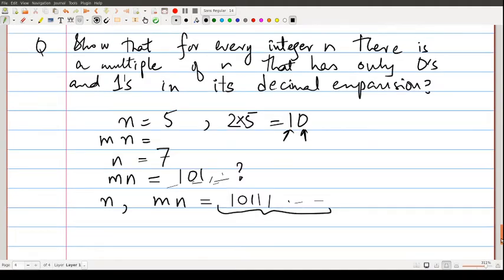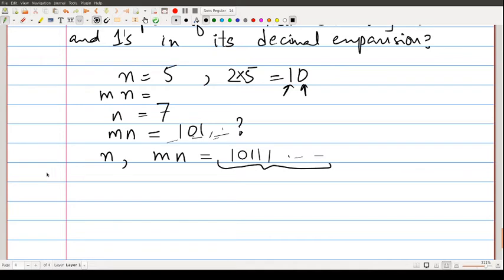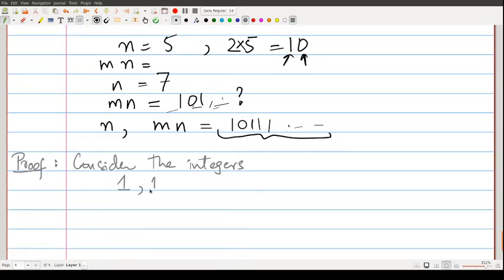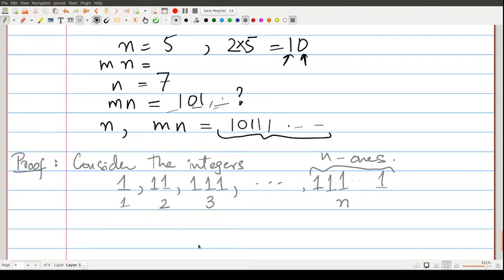Okay, and so here's the proof, and we prove it by the pigeonhole principle. Consider the integers 1, 1 1, 1 1 1, and so on, up until, so this was the first integer, this was the second, third, and we are going to consider n such integers, such that the nth integer is 1 1 1 ... 1. So it has n ones. Okay, these are the integers.